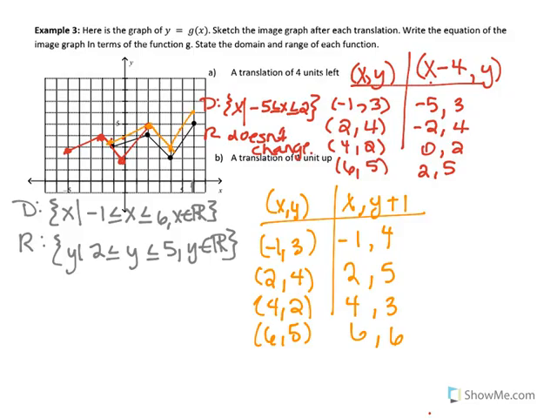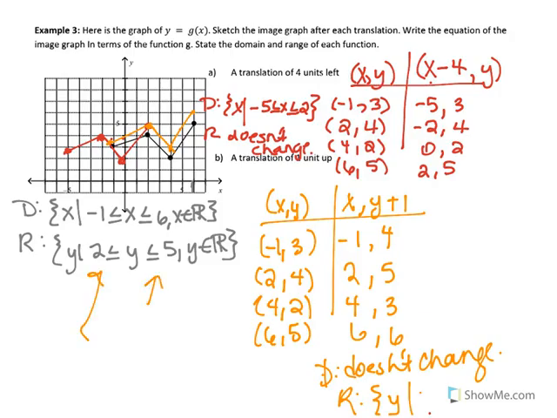And there's our graph. So the domain doesn't change because we didn't do anything to the y. The range, each of those numbers from here are going to increase by 1. So 3 less than or equal to y less than or equal to 6.